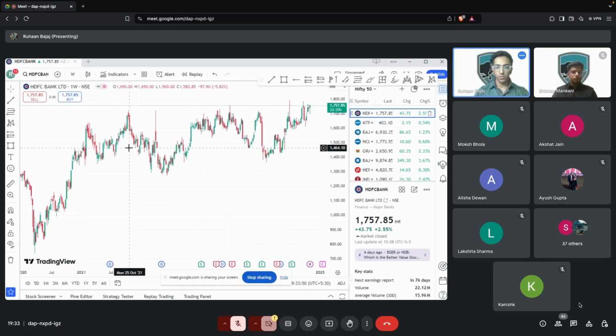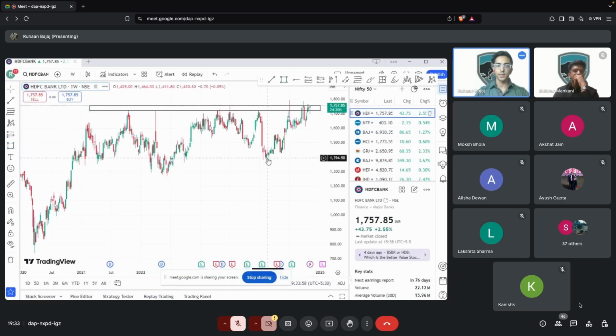on HDFC Bank, India's largest bank. What you are currently seeing here is multiple rejections. All the participants in the market feel HDFC Bank shouldn't be valued at what it is currently, 1757. It fell down from here, again went up, fell down, again went up, fell down, again went up, fell down. This happens around 8 to 10 times.